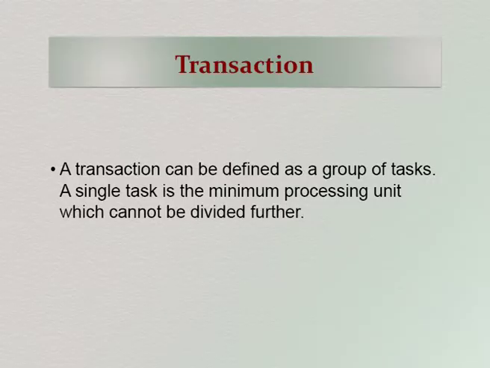Before moving ahead, let us start with the definition of a transaction. A transaction can be defined as a group of tasks. A single task is the minimum processing unit which cannot be divided any further. This particular transaction consists of several operations, low level tasks. Each and every transaction is divided into low level jobs which need to be fulfilled. Until all the tasks specified in a transaction are completed, we can't say that the transaction is successful.